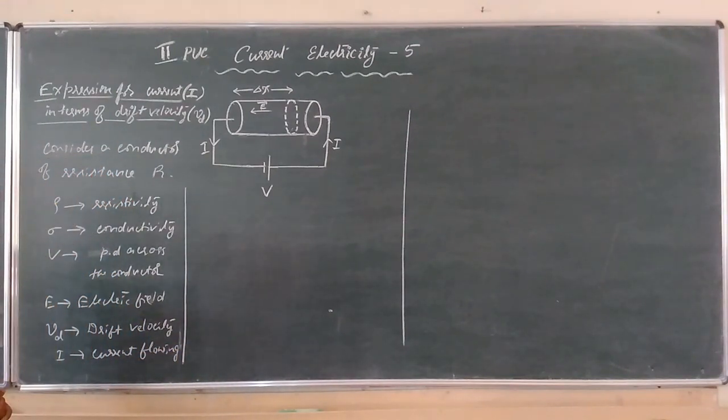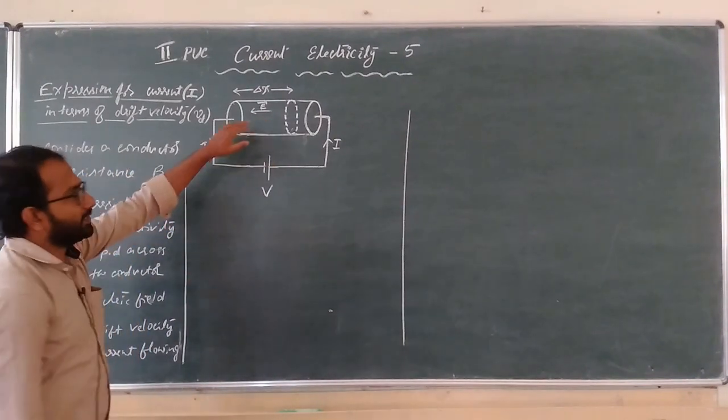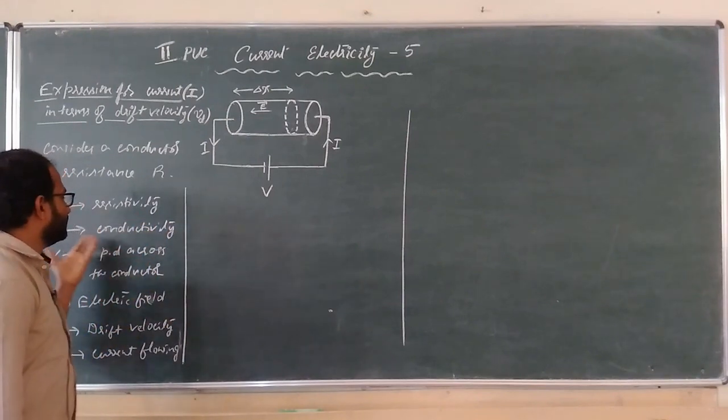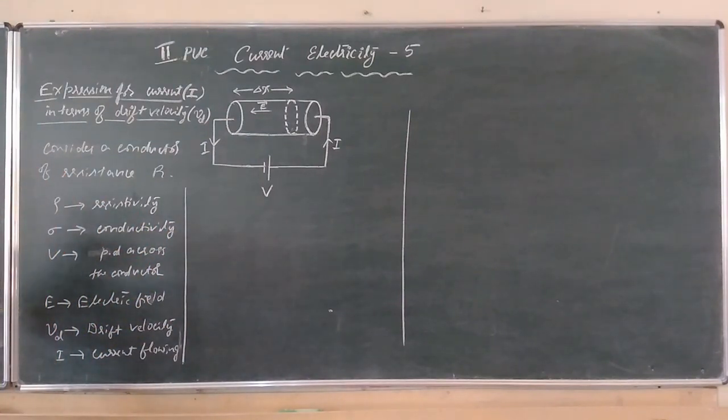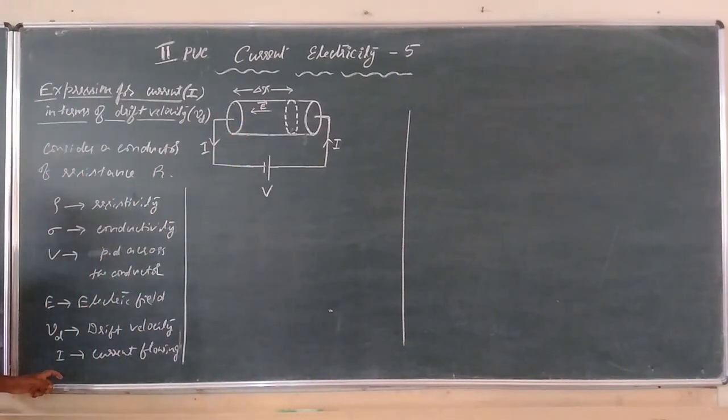So to derive the expression for I, we consider a conductor of resistance R. Let R be the resistance of the conductor. Naturally, what are the different terms? The resistivity of the conductor is rho. The conductivity of the conductor is sigma. The potential difference applied across the conductor is V. The electric field generated is E, the current flowing through the conductor is I, and Vd is the drift velocity of the electrons.